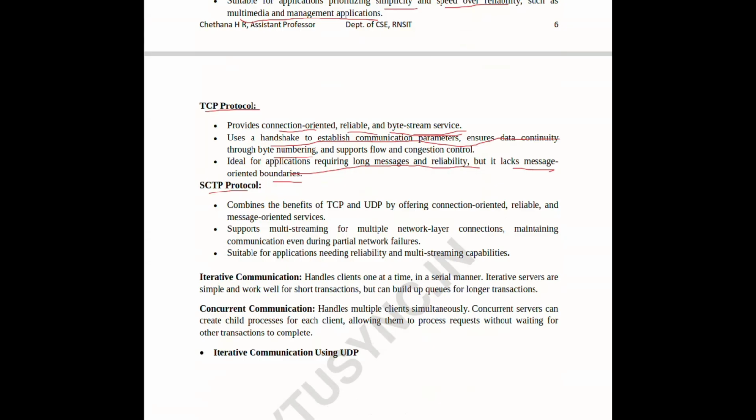Now, SCTP protocol. It combines TCP and UDP by offering connection-oriented, reliable, and message-oriented services, supporting multi-streaming for multiple network layer connections and maintaining communication even during partial network failure. Even when there is an internet issue, it supports the communication. It is suitable for applications needing reliable and multi-streaming capability.